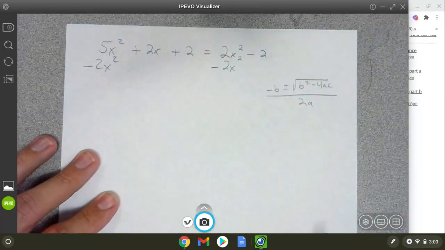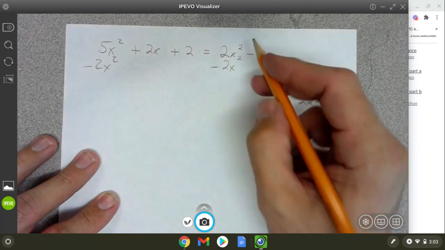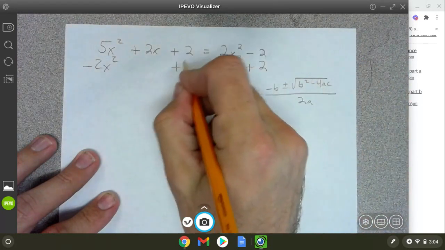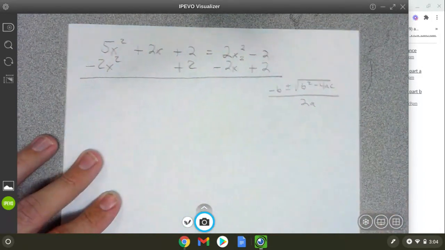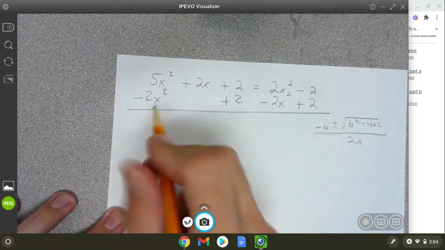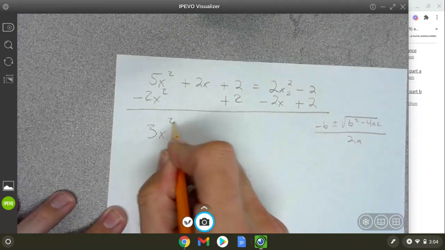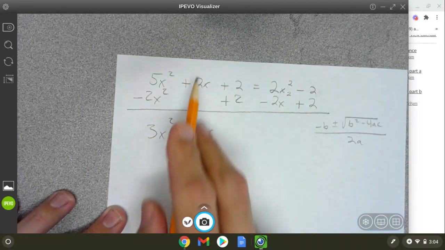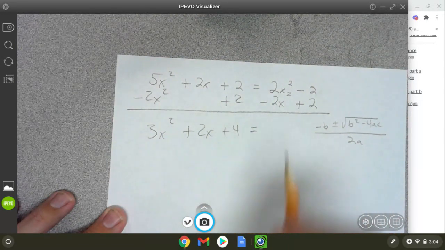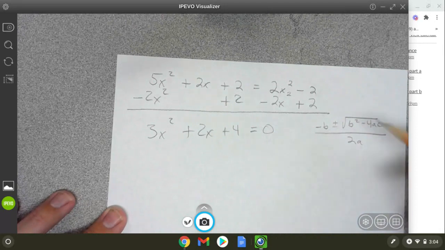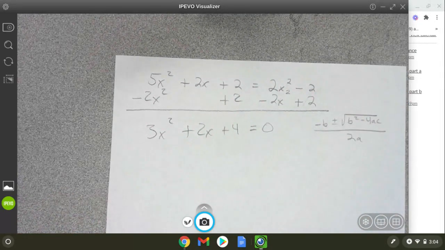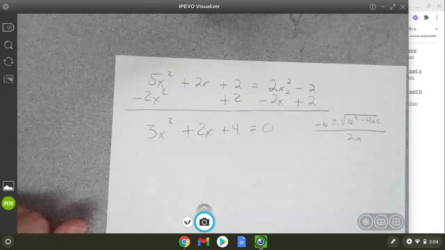Like terms, got to do that. Also, let's plus 2 on both sides to cancel that. Plus 2 right there to cancel that. Now, over here we'll simplify. So we get 3x squared plus 2x, that just comes down, and plus 4 is equal to 0 because those cancel and those cancel. All right, now we can use the quadratic formula.